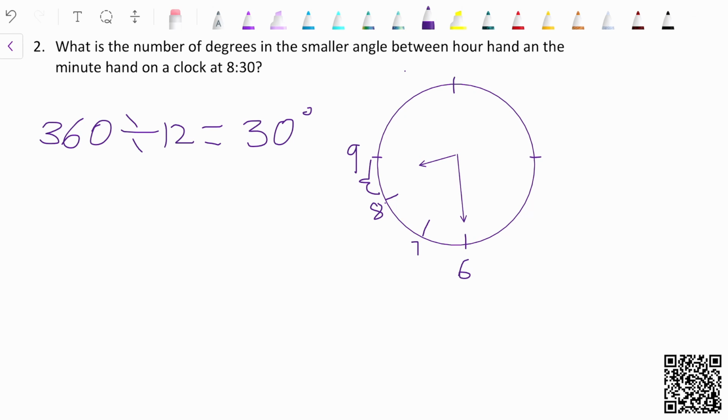So, taking that idea into our current problem, between our hour hand and our minute hand, there are 2.5 hour gaps. 1, 2, and there's a halfway partial one here. And since each hour gap is equivalent to 30 degrees, this means that we have 2 30 degrees to work with for just the 2 hour gaps.